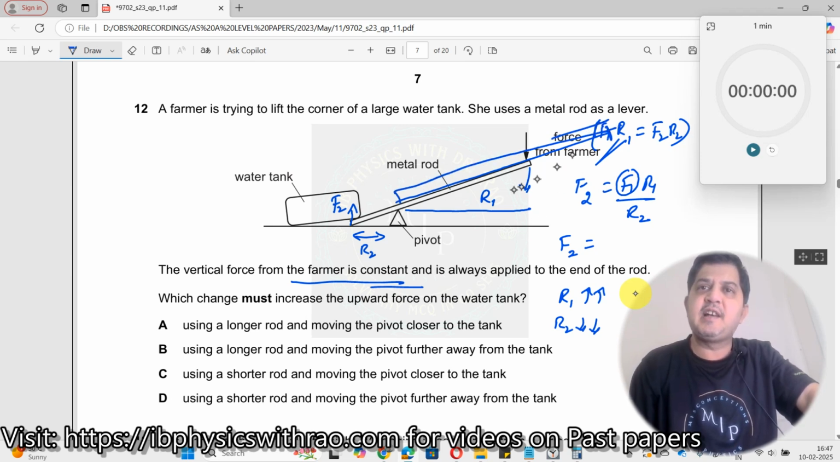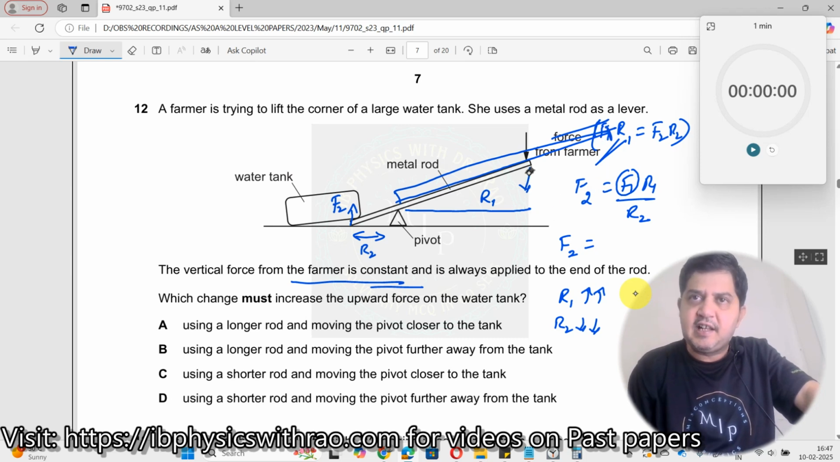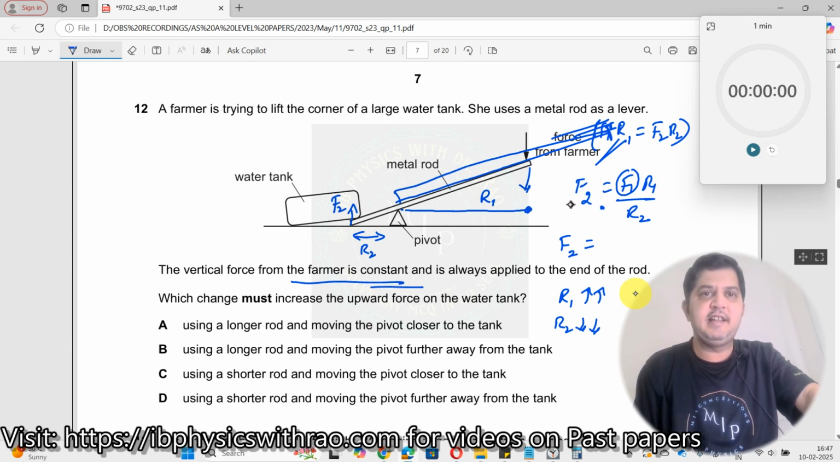Then what will happen to this R1? So this R1 is nothing but from the end point to the fulcrum here, right? So therefore, if the end point is stretched until here, what will happen? The end point until here, then the value of R1 is automatically increased, right? So which means, what should I do? This length should be larger. That means the metal rod should have a larger length.